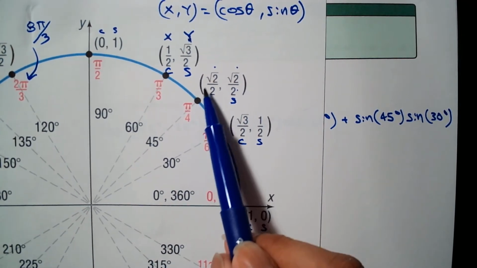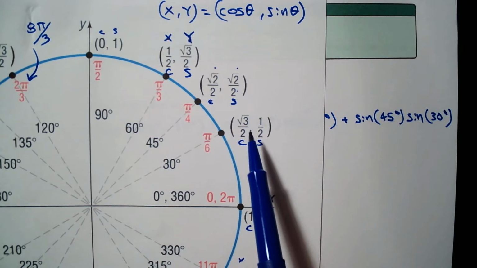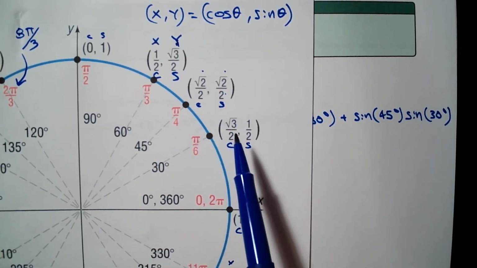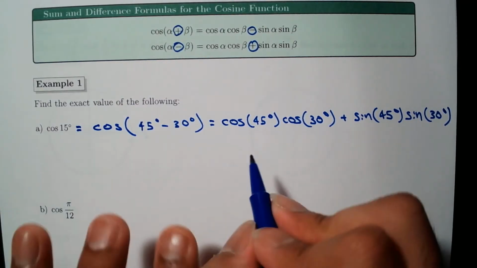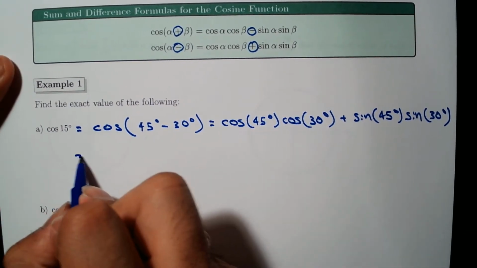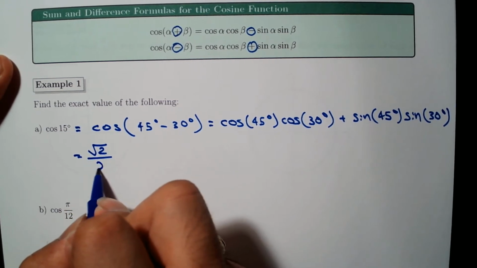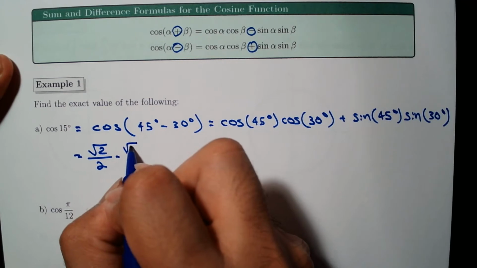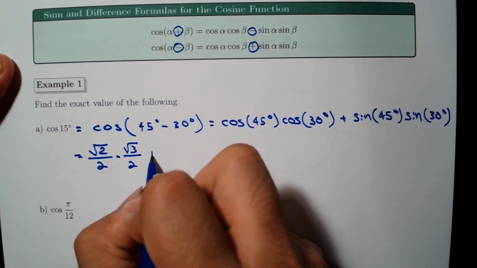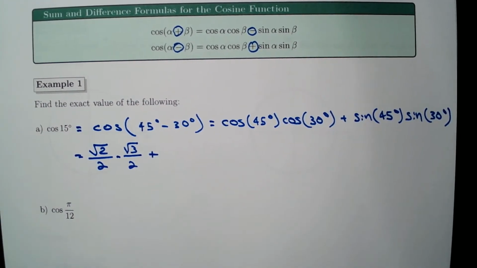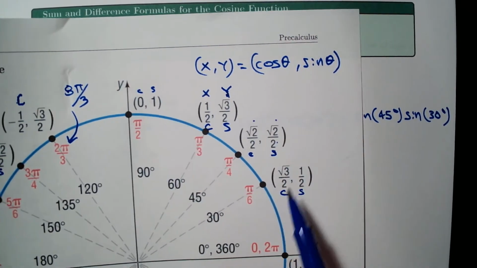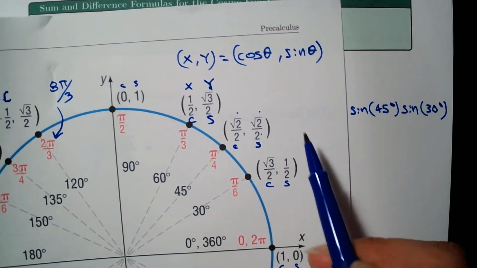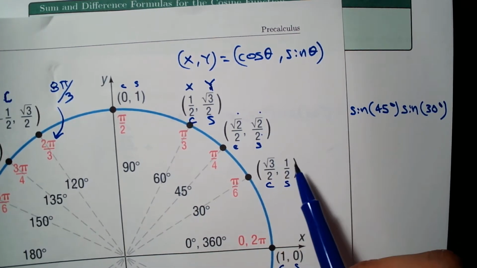Cosine of 45 degrees, cosine of 30 degrees. So cosine is the x value. Cosine of 45 is square root of 2 over 2. Cosine of 30 degrees is square root of 3 over 2. So I'm going to multiply these two values here. So cosine of 45 degrees is square root of 2 over 2 times cosine of 30 degrees, which is square root of 3 over 2, plus sine of 45 degrees. Well, sine is the y coordinate, and then sine of 30 degrees, which is the y coordinate of this point. That's square root of 2 over 2 times 1/2.